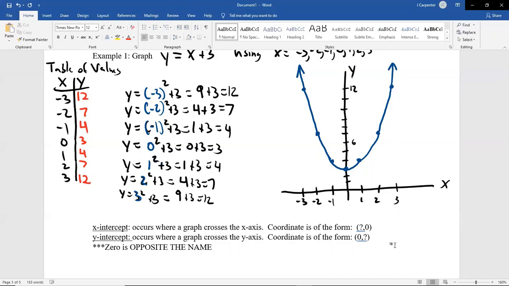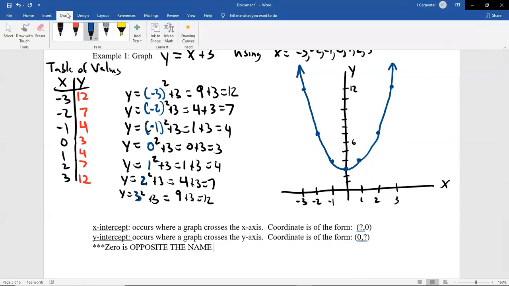That's the biggest takeaway. An x-intercept has a y value that's 0, a y-intercept has an x value of 0. I think this should make complete sense if you actually analyze the scenario. Look at this previous graph. Look at this point right here.